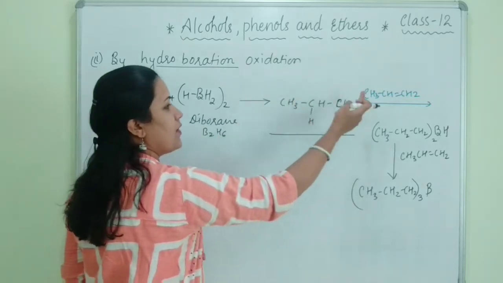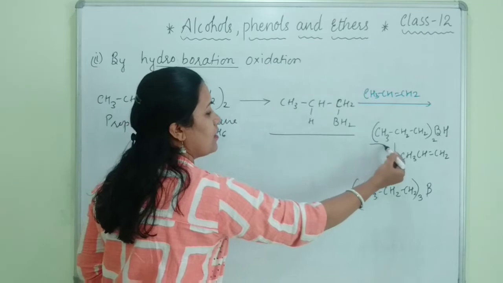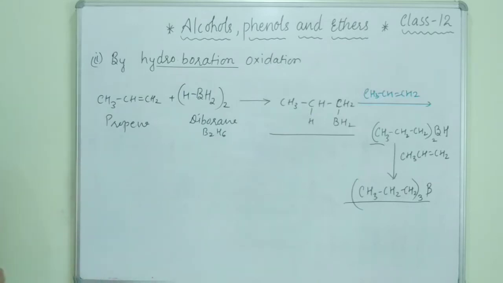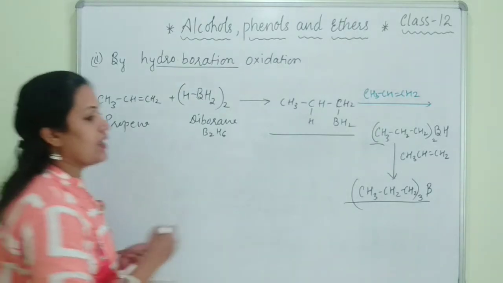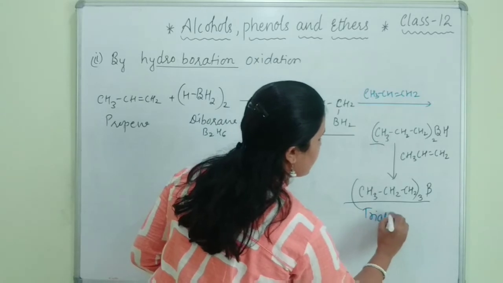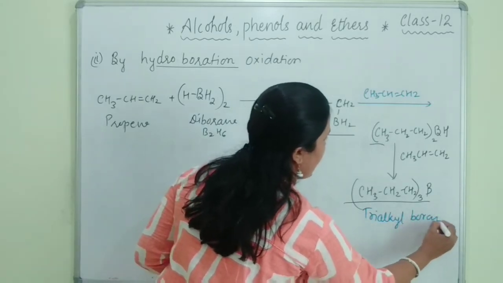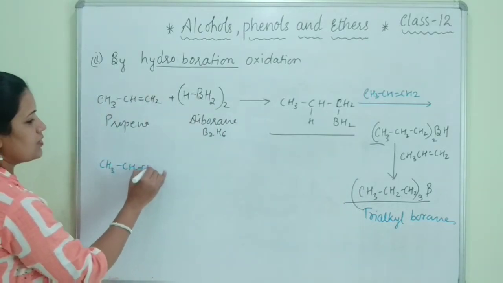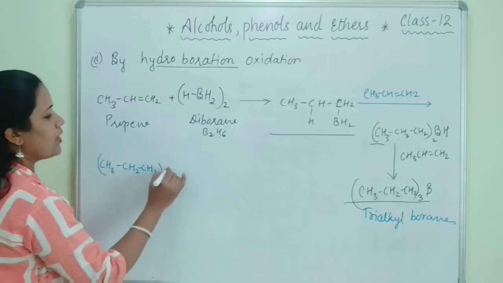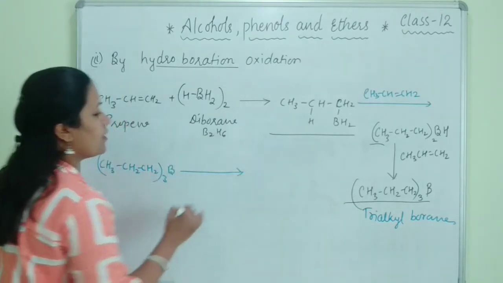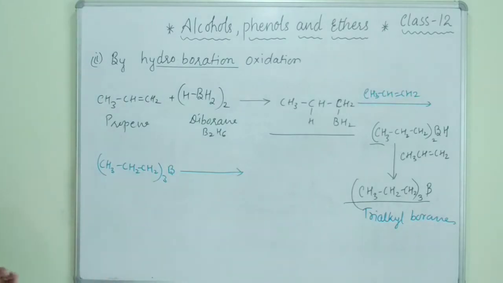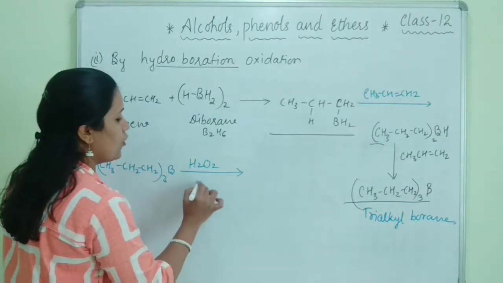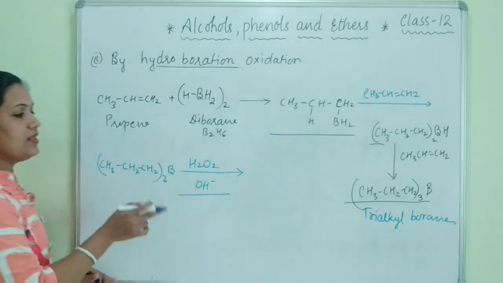And then one more molecule will react and we get another diborane product, and finally we get this product, and this product is trialkyl borane. And this trialkyl borane, that is CH3CH2CH2 trialkyl borane, is actually reacting with H2O2 in the presence of OH negative. It means it is present in the alkaline medium.